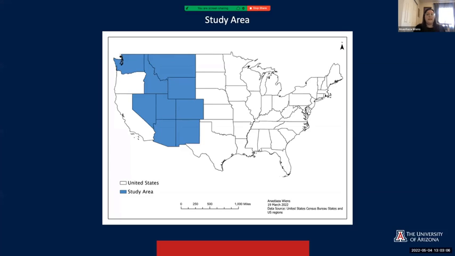The study area: all the states in blue are in the study area. The reason Oregon and California are not part of the study area, even though they're in the Western United States, is that these two states have regulations in place for not allowing any future siting of nuclear power plants.